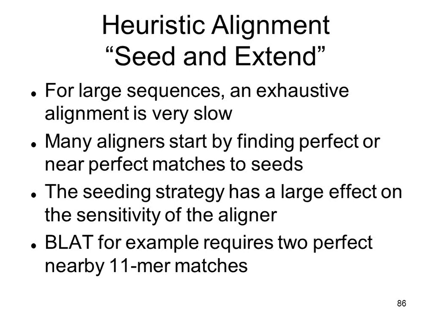The seeding strategy, however, as you can see, has a large effect on the sensitivity. BLAT, for instance, requires two perfect nearby 11-mer matches and calls it a positive. So it saves a lot of time, yet it may not be as sensitive, because it requires two perfect matches and can't handle a sequence that has some variation across the whole region.